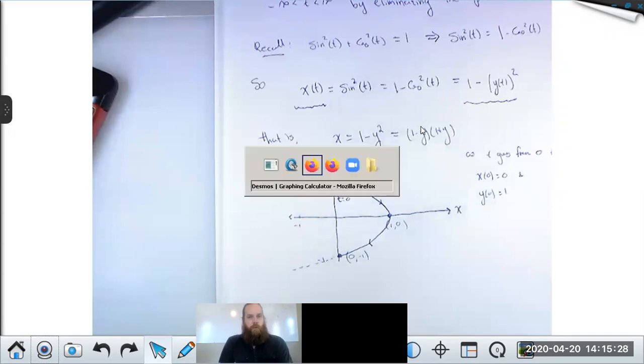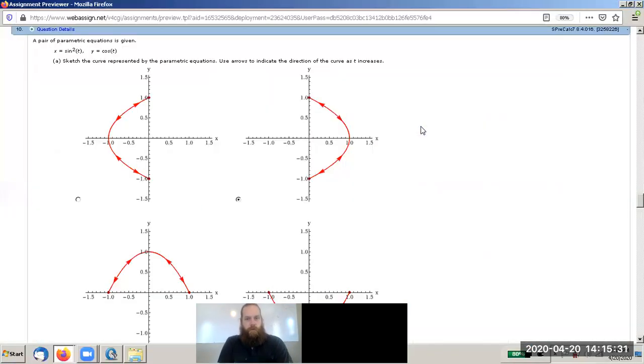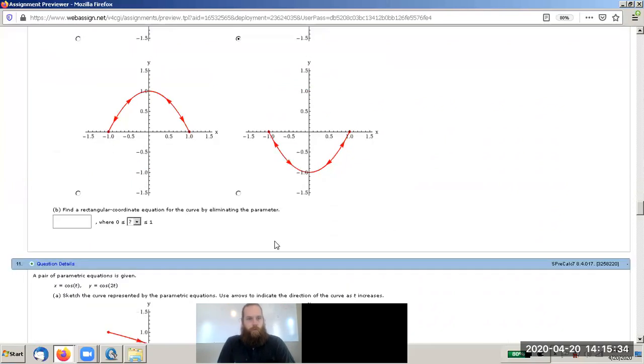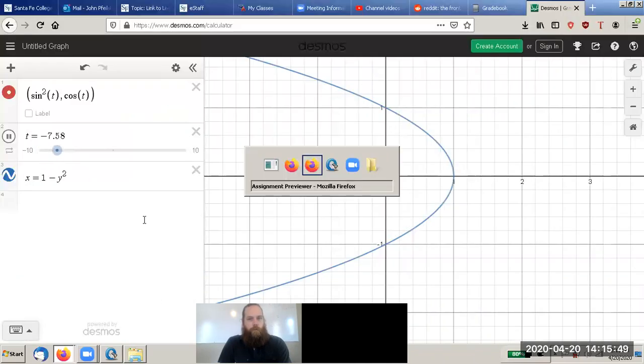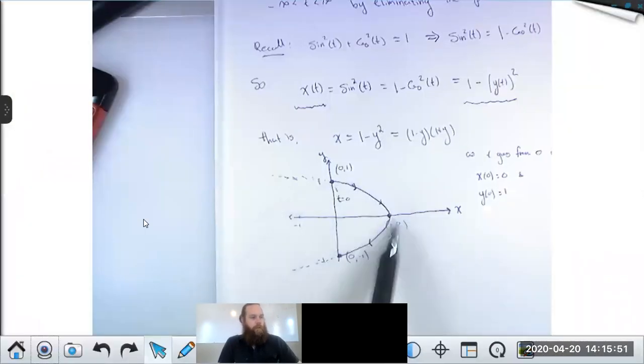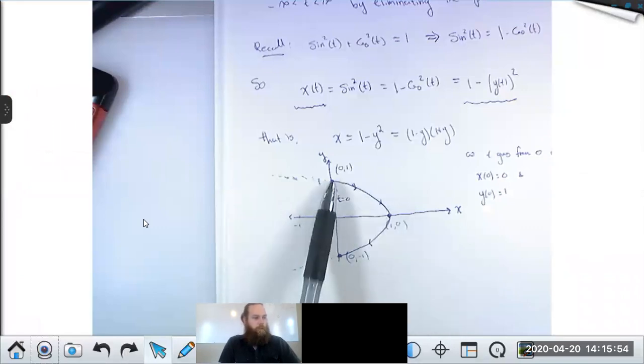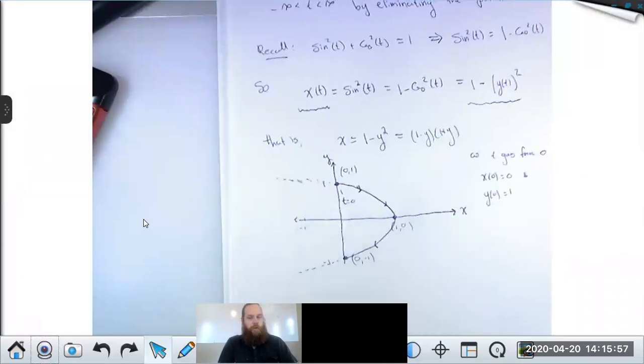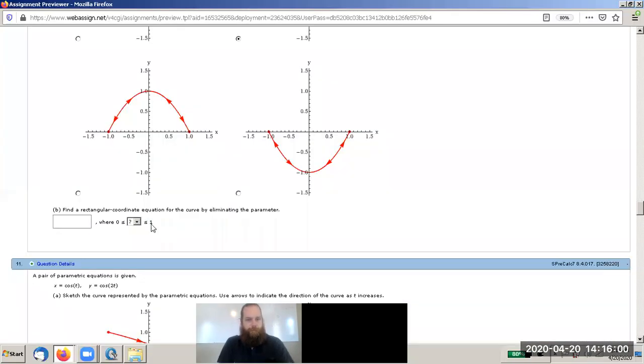So to answer the second part of the question as it was given in WebAssign, they want to know, find the rectangular coordinate equation for the curve. That's the x equals 1 minus y squared piece. And then they're also asking to tell them which variable it is that runs from 0 to 1. So along this part of the graph, y goes from -1 to 1, but x goes from 0 to 1. To answer that very last piece, you just have to look at the graph you end up with and make sure you identify the correct variable, x, as being the one that bounces back and forth between 0 and 1.